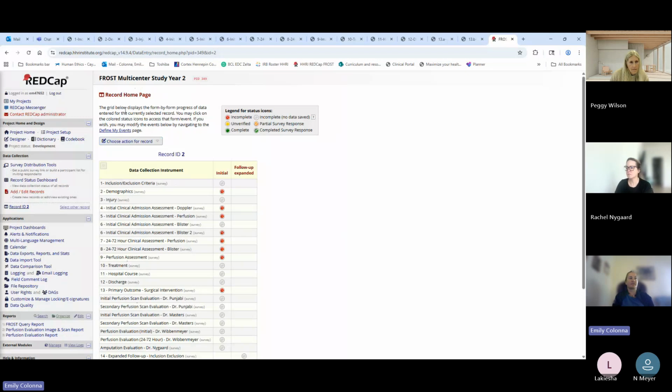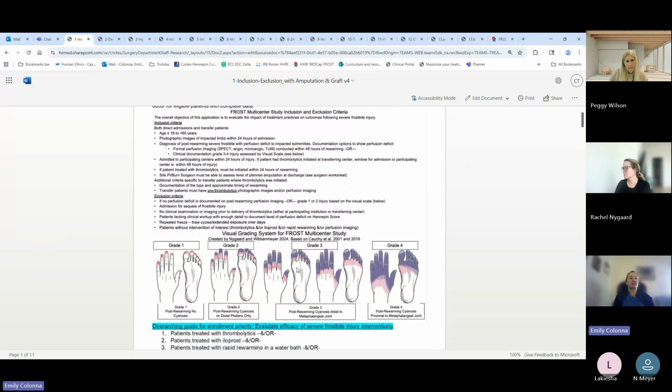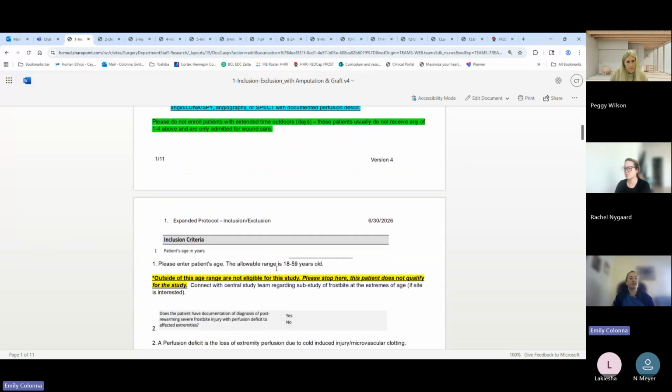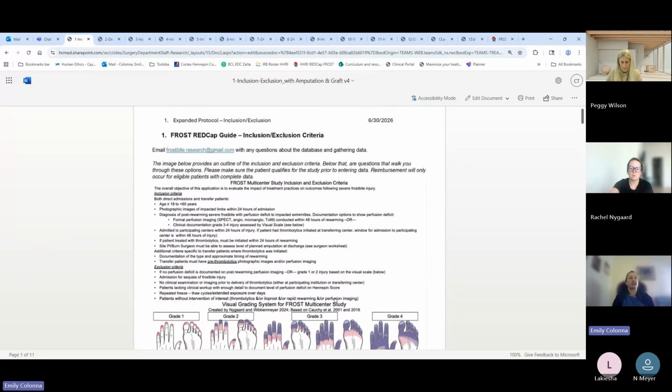So survey 1, looking over the inclusion-exclusion criteria. When you're going through the REDCap and if things aren't crystal clear, we ask that you take a look at this expanded protocol. We've copied and pasted each question from the survey in here, and then we have some more information on what we're looking for. And if it's not clear, we have a Frostbite Gmail account that we all share and monitor together, and you can always reach out to us directly as well.